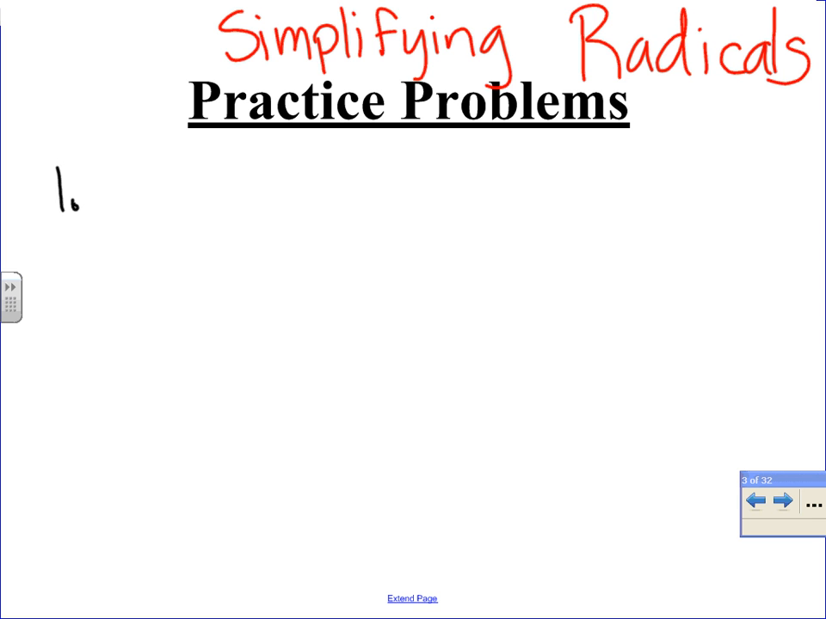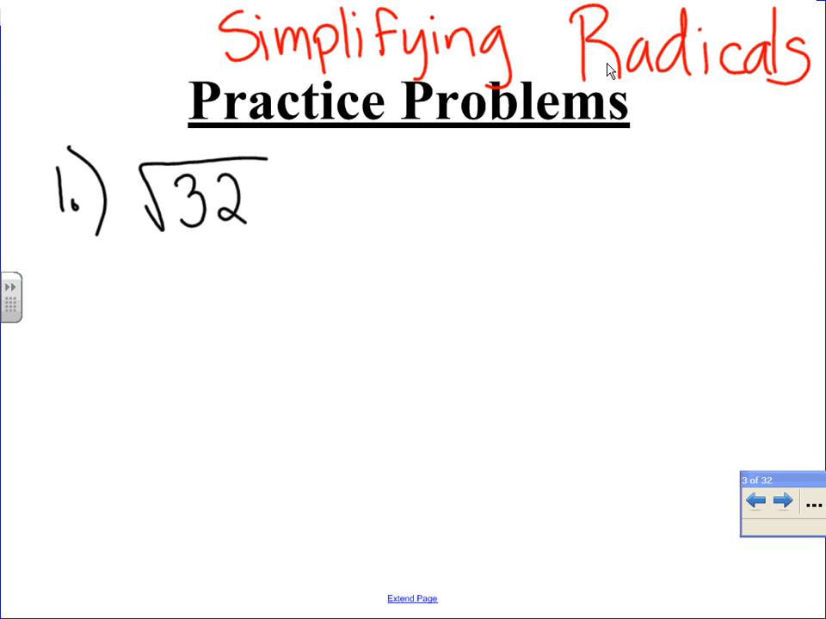So let's put number 1. Here's our first practice problem. And let's start with the square root of 32. So number 1, we're going to start with the square root of 32. So the point of this is you need to keep your answer exact. Do not change this to a decimal. We need to ask ourselves, what is a perfect square that goes into 32, or what is the largest perfect square that goes into 32?